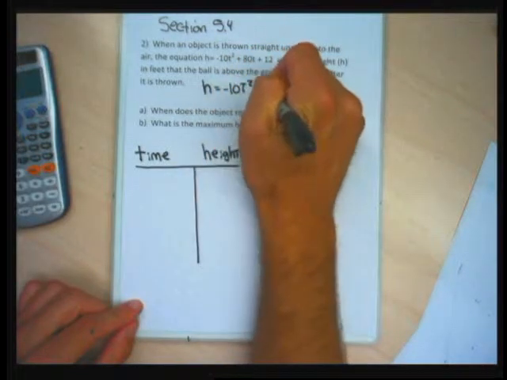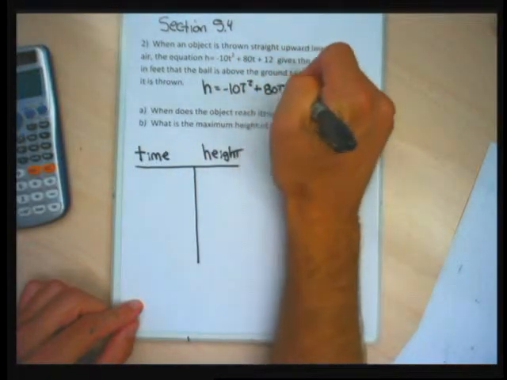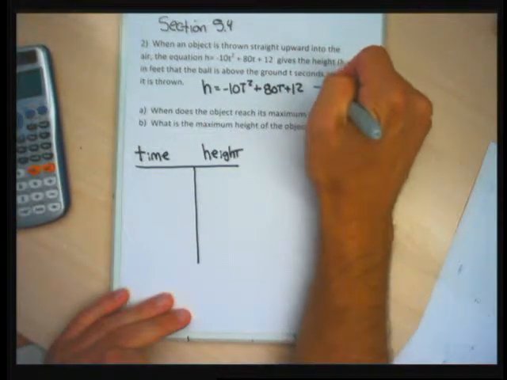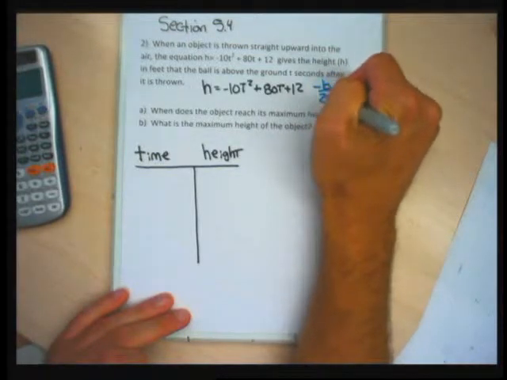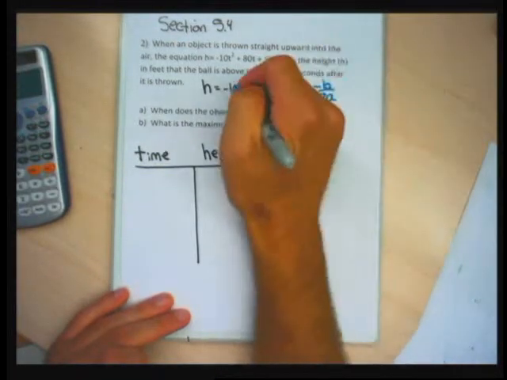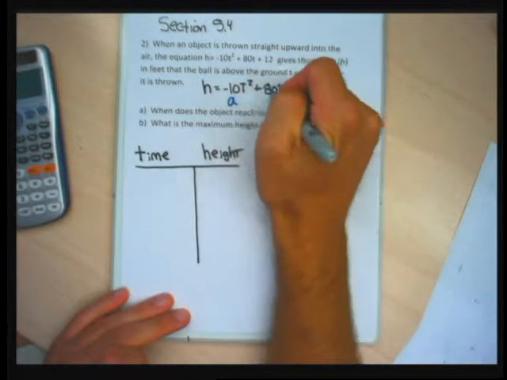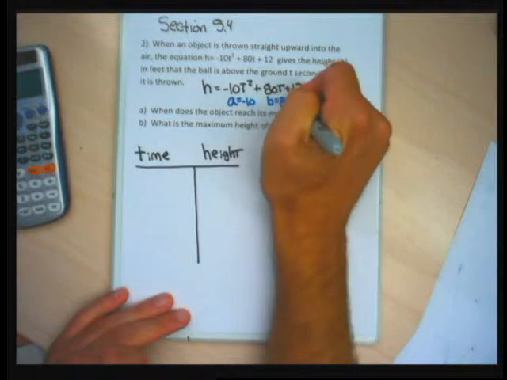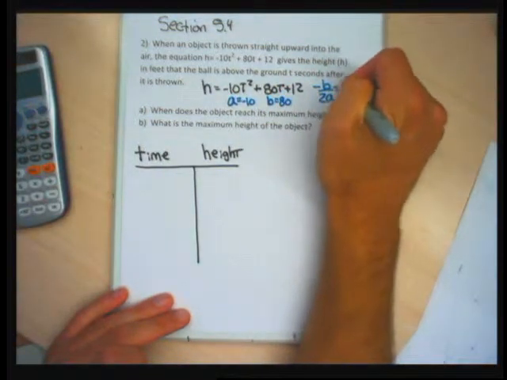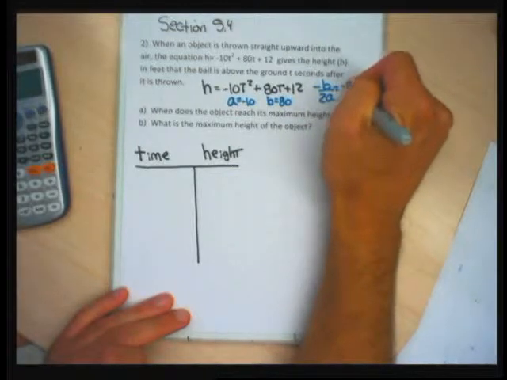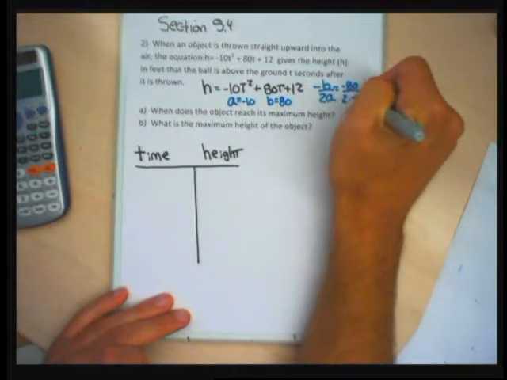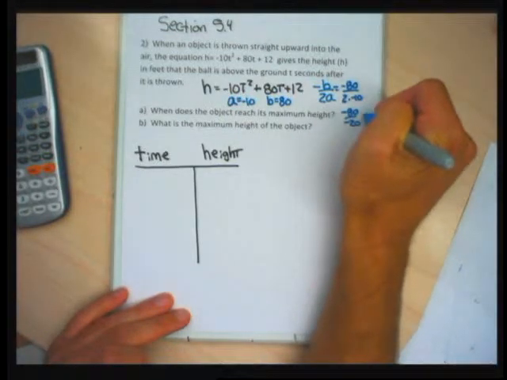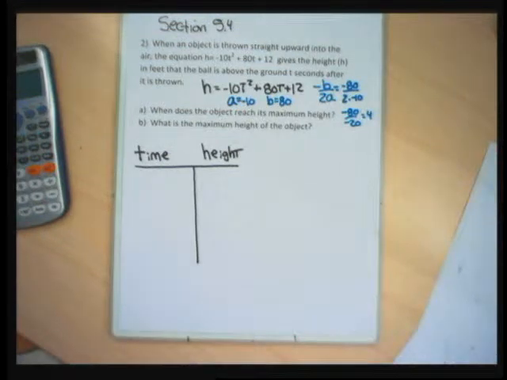So if I'm making a table of values for this, because I see 2 letters to the right of the equal sign, I know that if I'm going to sketch a graph, I have to use the negative b over 2a formula, where the a is the number in front of the squared term, so it's negative 10. The b is the number in front of the first power term, which is 80. So negative b is going to be negative 80. 2a is going to be 2 times negative 10. That simplifies to be negative 80 over negative 20, and that reduces to positive 4.